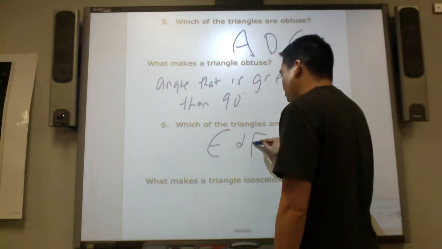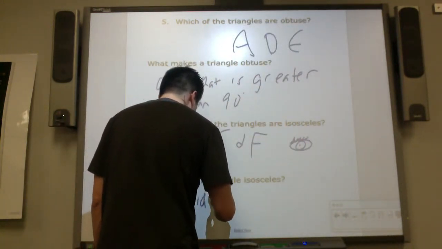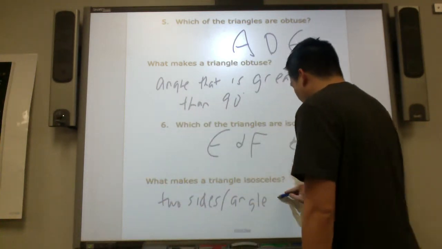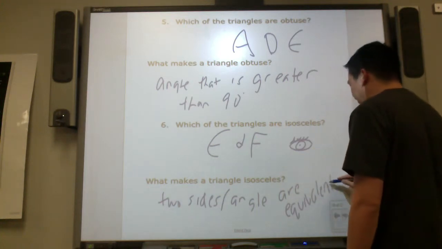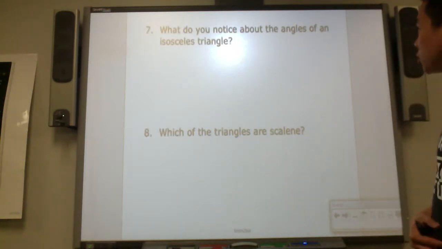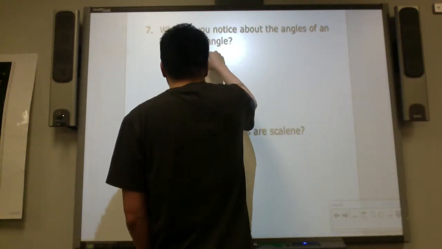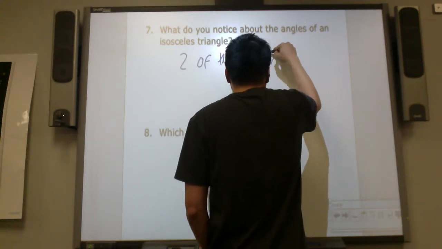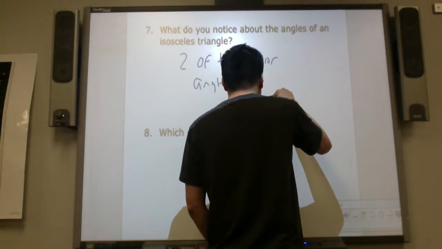E and F. What makes a triangle isosceles? 2 sides or angles are equivalent. That means 2 of the sides are the same length or measure. Number 7. What do you notice about the angles of an isosceles triangle? Same thing. Two of the interior angles are equivalent, are the same.